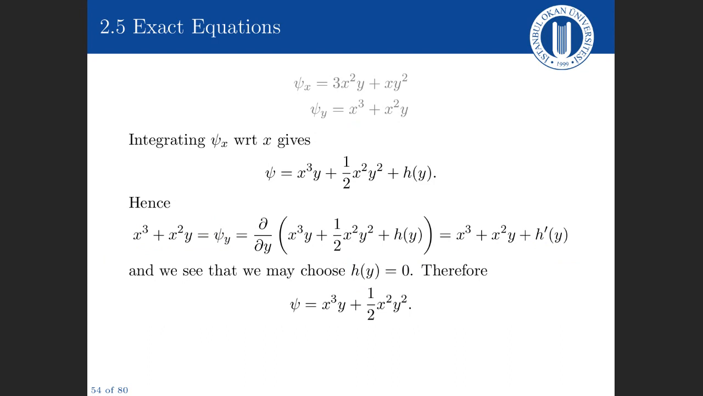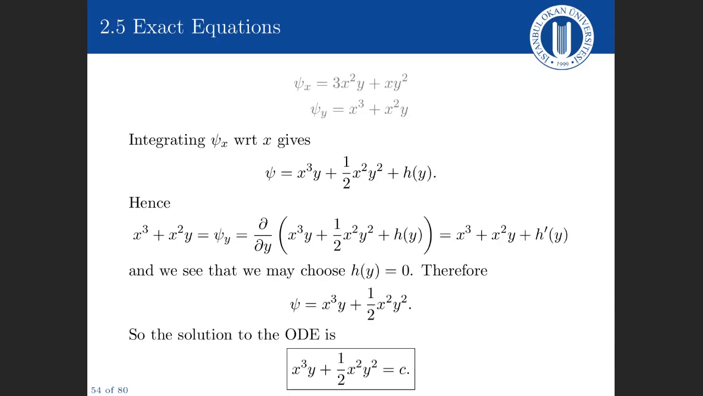So we know xi must be x cubed y plus a half x squared y squared. As soon as we know xi, we know the solution to the differential equation must just be xi is equal to a constant.